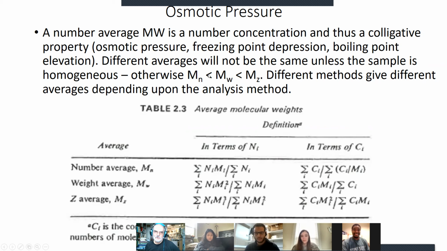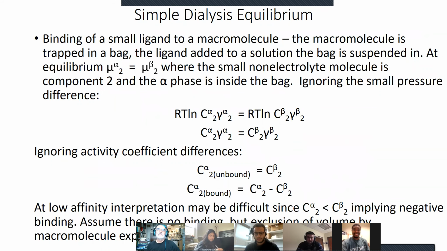Different methods give you different values. Osmotic pressure generally gives you a number average molecular weight. Methods that I use can actually be formulated in a way that can give you mixtures. I can get the number, the weight, and the Z average out of the same data by the way I manipulate the data.